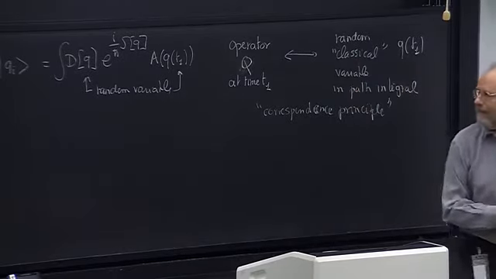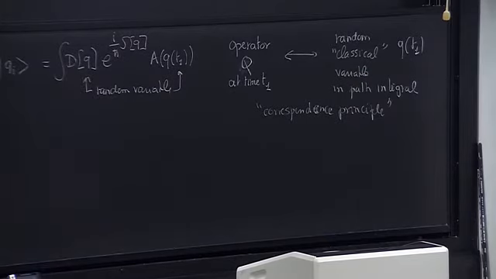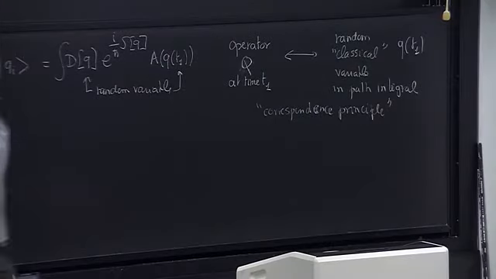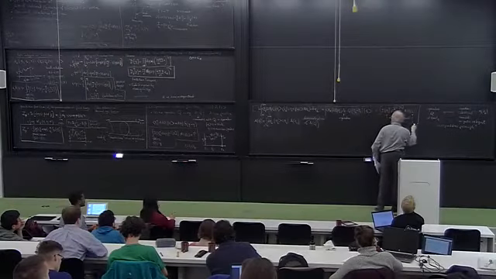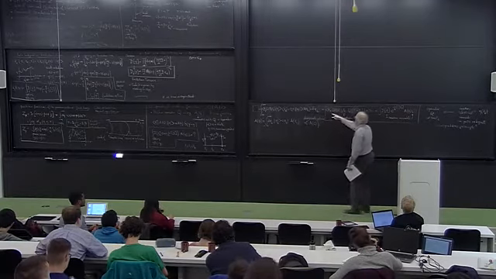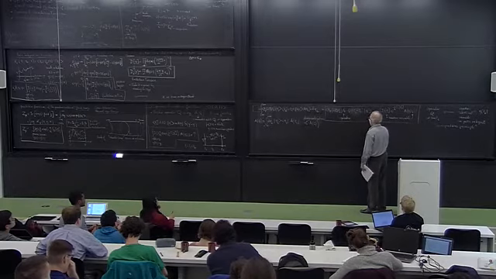Okay. Good. So keep this procedure in mind. This is the basic formula you need to know. And this is a matrix element with operators in the Schrödinger representation.